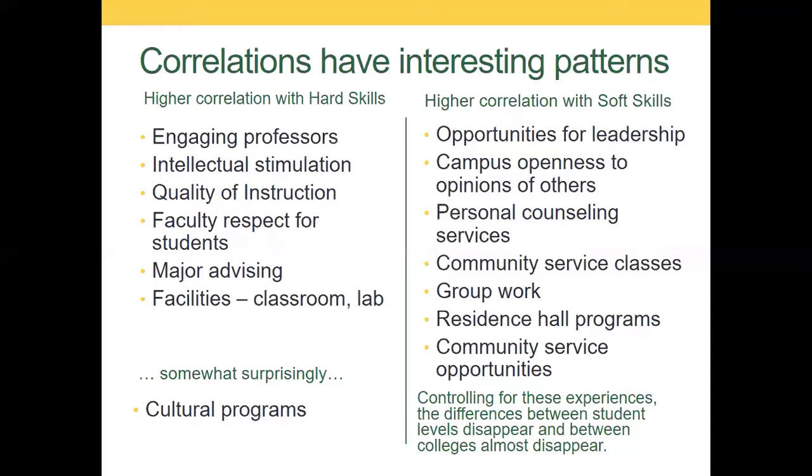Things that correlate higher with soft skills, when the student says, I've had lots of opportunities to practice leadership. I think this campus is very open to the opinions of others. It should be correlated because that's part of the soft skills scale. So when a student says they think the campus is open, they also perceive that they are learning how to function in a world where you have to be open to others' opinions. High correlation between soft skill mastery and access to personal counseling services. For students who answer that question for whom it's important, it's really important.